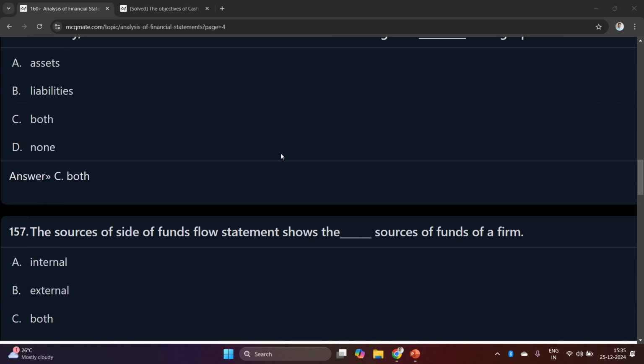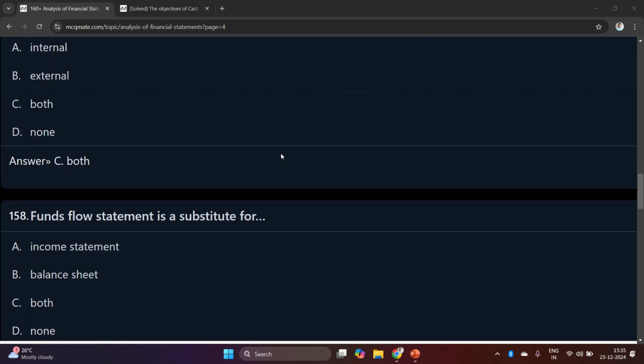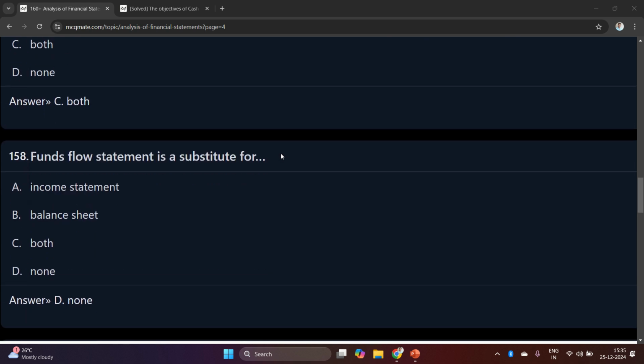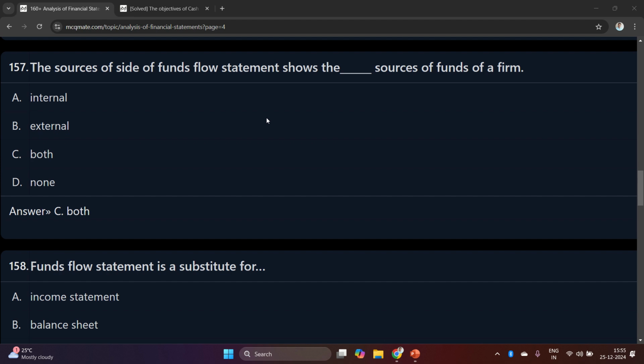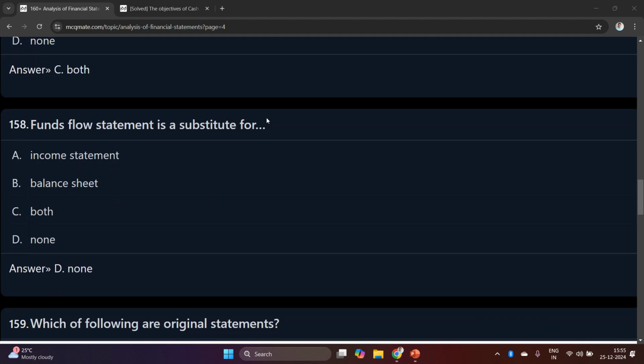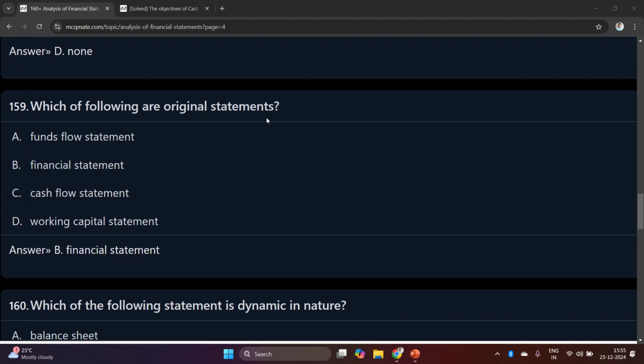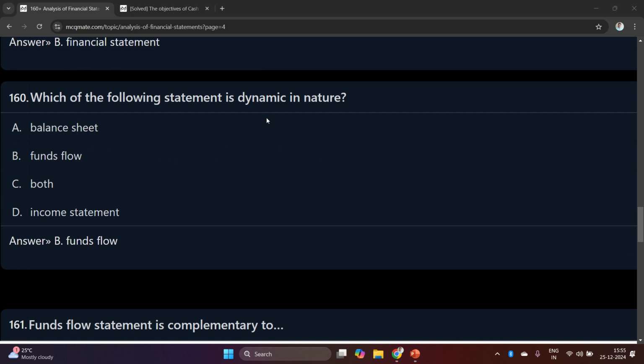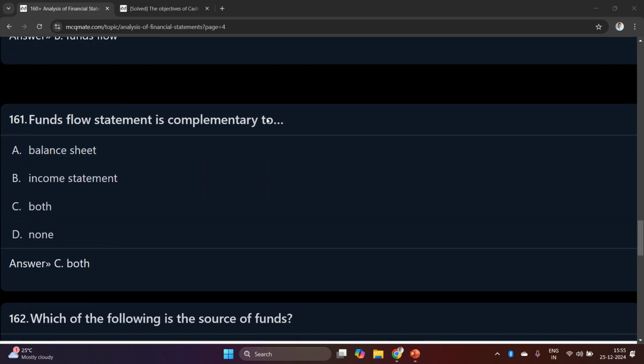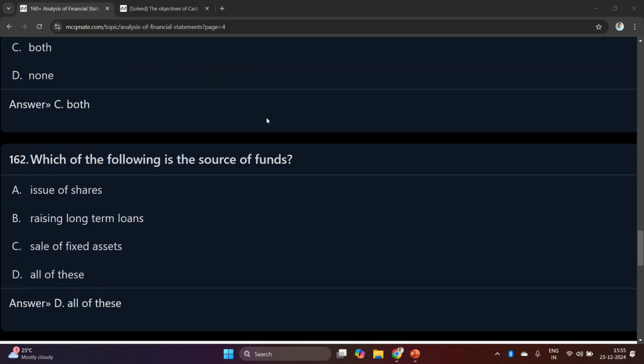The sources side of the funds flow statement shows the internal sources and external sources of funds. Funds flow statement is suitable. Statement is a substitute for none. Which of the following are original statements? Financial statements. Which of the following statements is dynamic in nature? Funds flow statement. Funds flow statement is complementary to balance sheet and income statement.